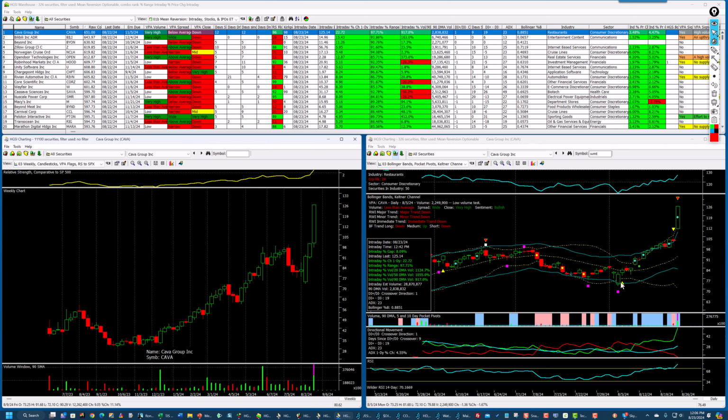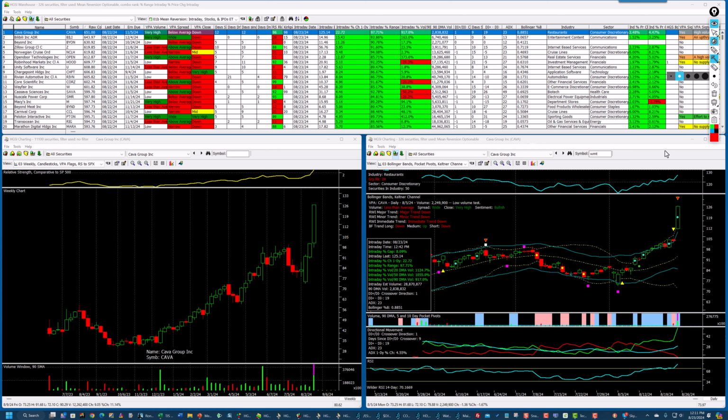The pullback got outside the band here. We had a test, confirmation of that test, and it took off, and it's still going. So when it was down here, or at least on the opening on this, it was below the band or in an oversold position.